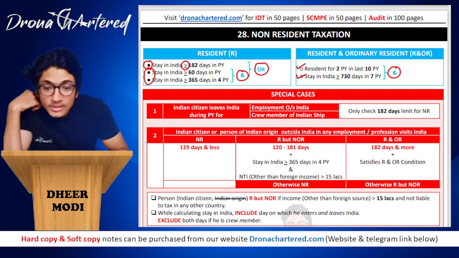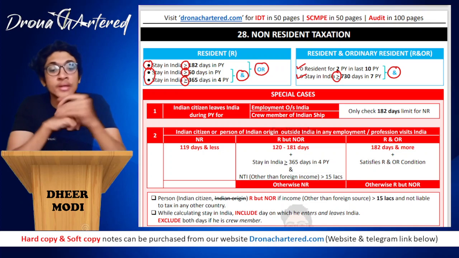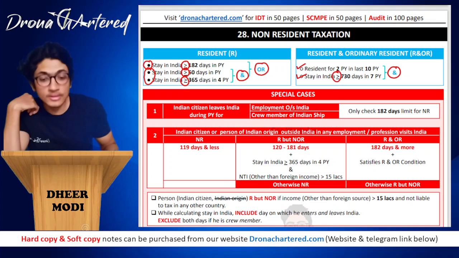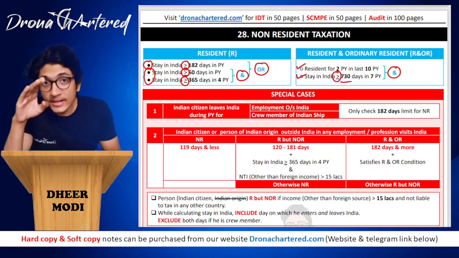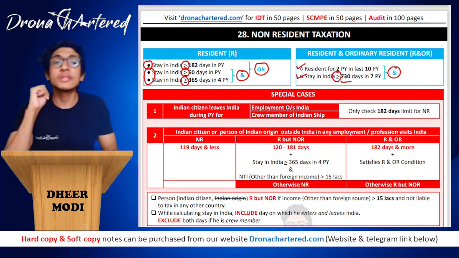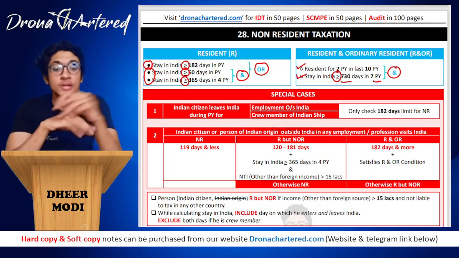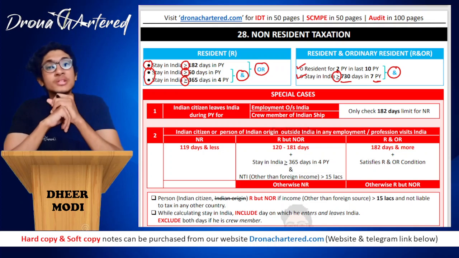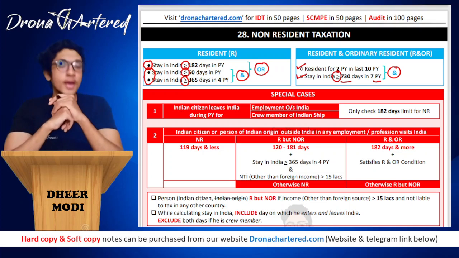The second condition is stay in India is greater than or equal to, and what you have to notice in all of these limits is that it shows greater than or equal to, 730 days in the last 7 previous years. So we have done 182 days, then 60 days, then 365 days, and now 730 days. This 730 days is in the last 7 previous years. Only if both of these conditions are satisfied will you be considered a resident and ordinary resident.